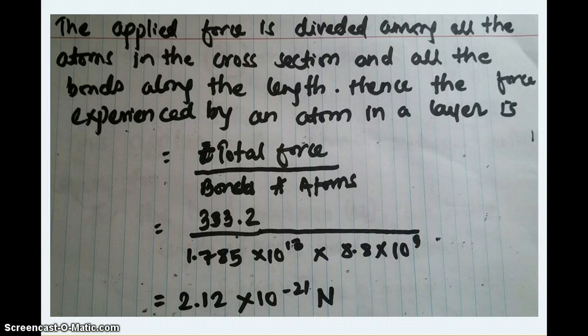Now the applied force is divided among all the atoms in the cross section and all bonds along the length. Hence the force experienced by an atom in a layer is given by the total force divided by bonds times atoms. So calculating that, we get 2.1 × 10⁻²⁰, and that is the force that is experienced by each atom in a cross section.